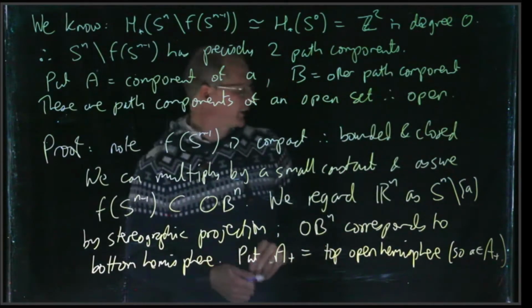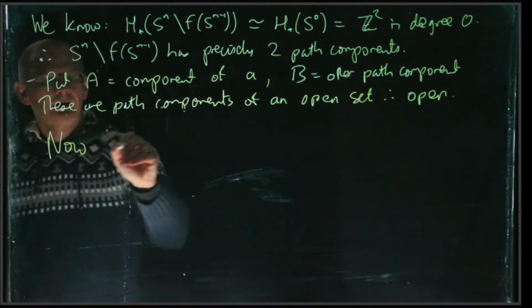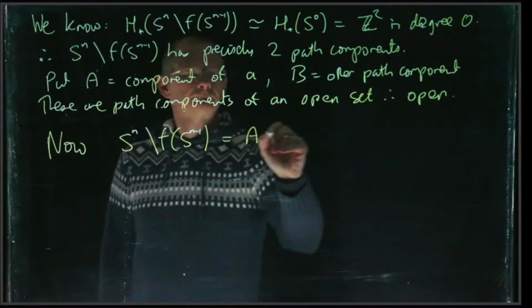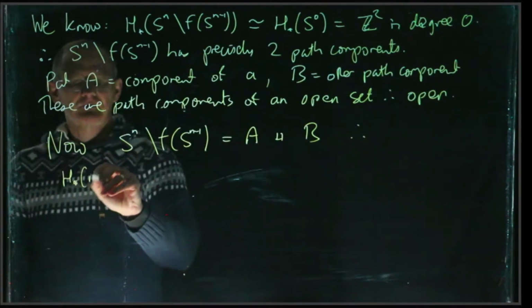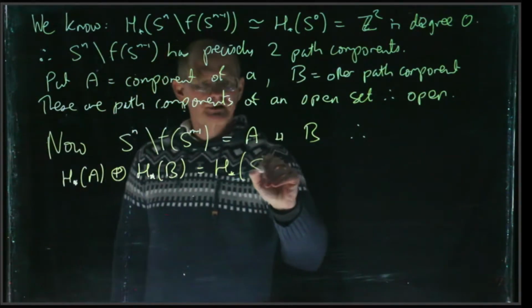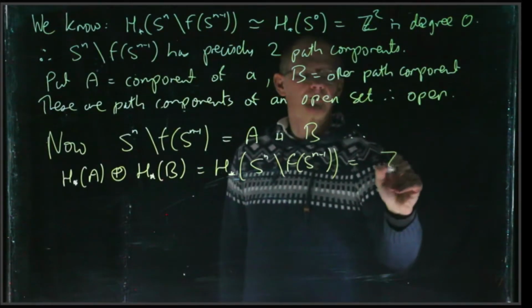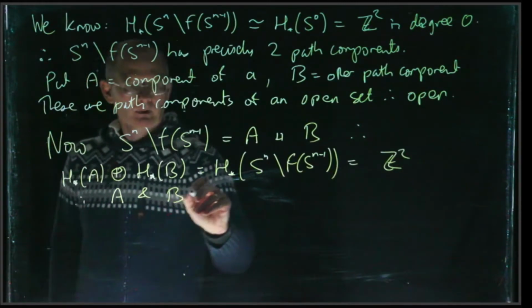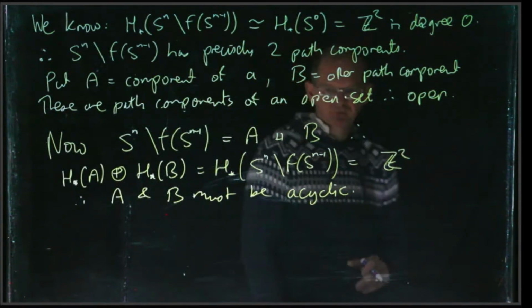Okay, so these are both open subsets of S^n. Now we know that this complement that we're looking at is the disjoint union of A and B. Therefore, the homology of A plus the homology of B is the homology of this complement, which we know is just R^Z squared. So these two sets must be acyclic as well.